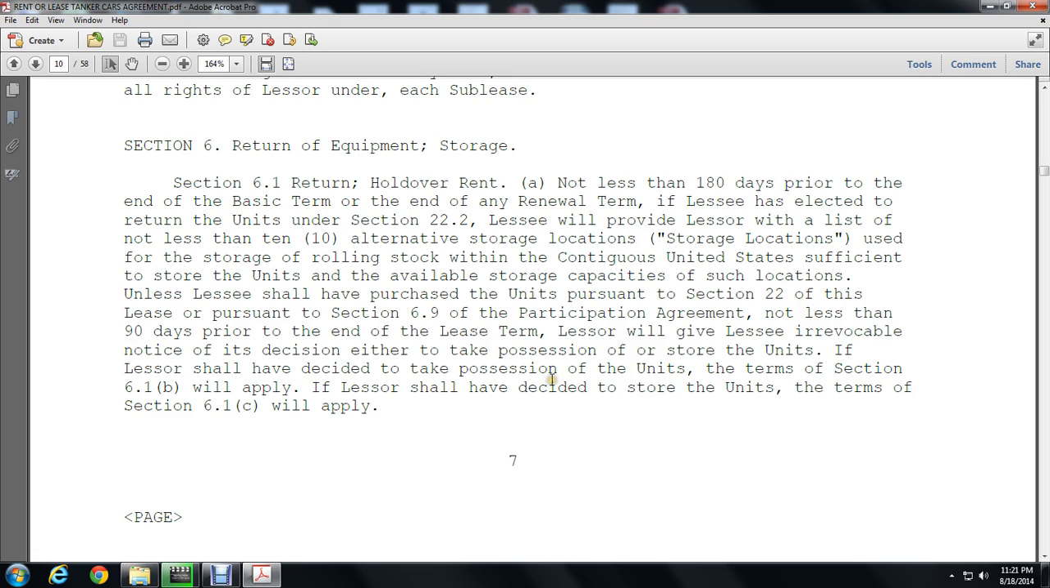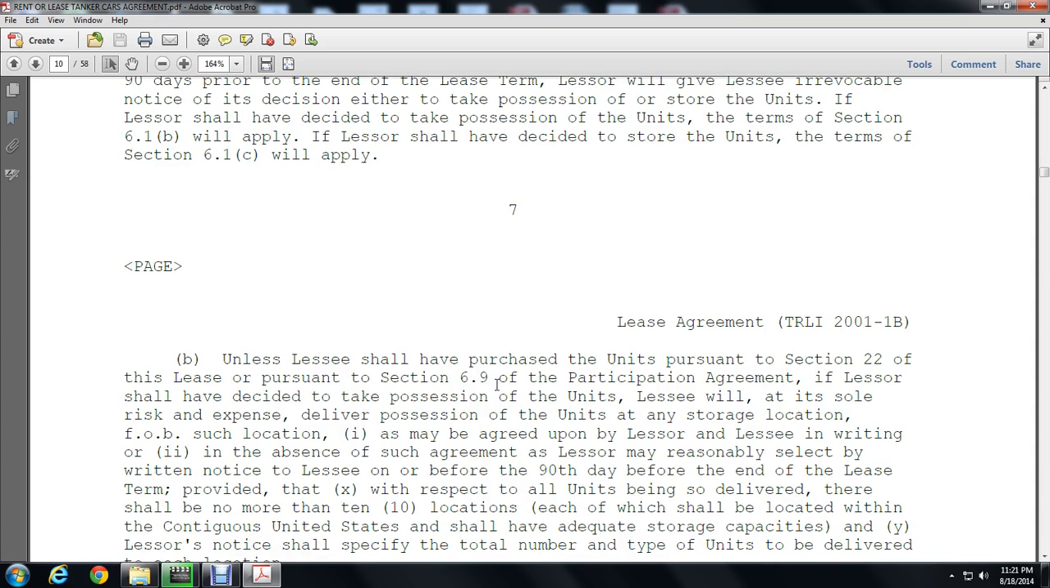The lessee will give the lessor irrevocable notice of the decision either to take possession of or store the units. If the lessee shall have decided to take possession of the units, the terms of Section 6.1b will apply. If the lessee shall have decided to store the units, the terms of Section 6.1c will apply.